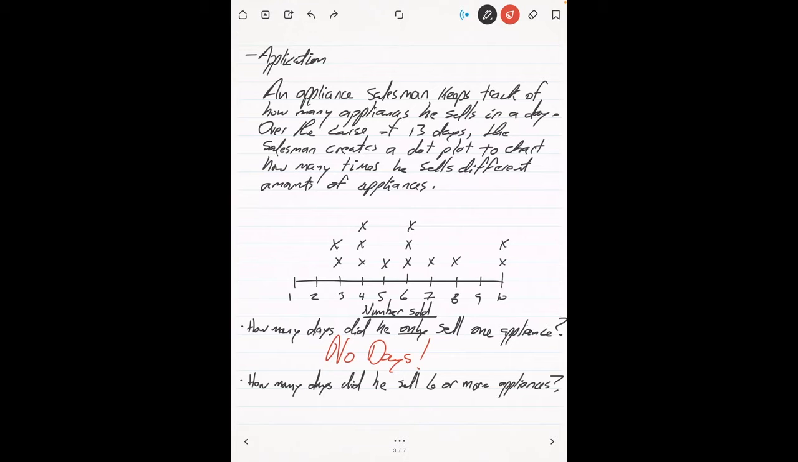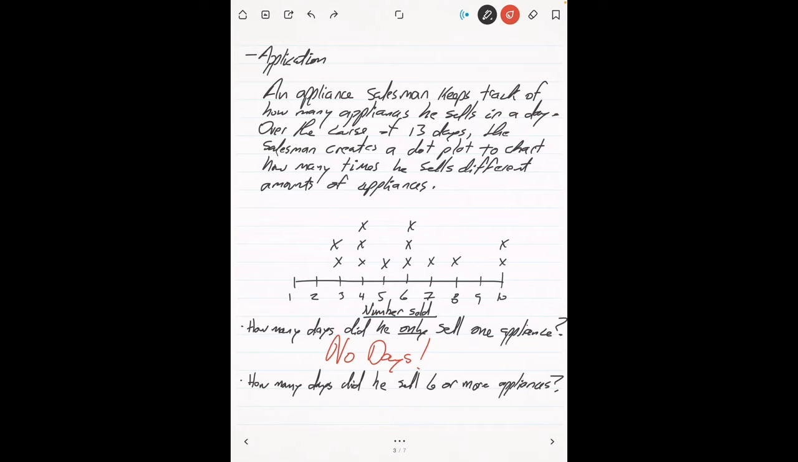It's a little different because it doesn't really represent time, more so it represents occurrence. How many times did he sell 3 items or 4 items or 5? So when we say how many times did he sell a single item, well, there were no days where he sold just one item. Instead, he sold often more than 3. So that's what we're saying here in the dot plot. So let's use that thinking when we try to answer this next question.